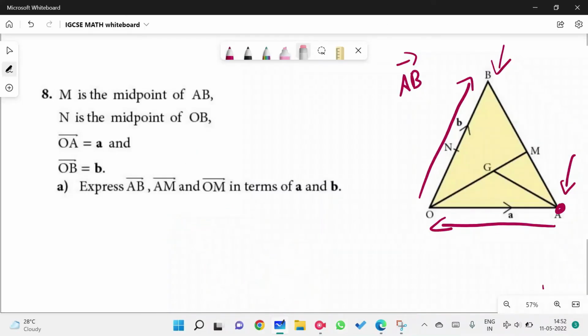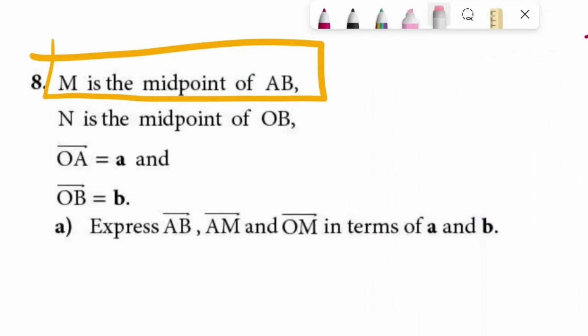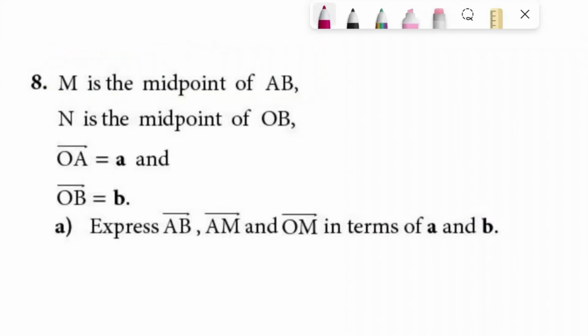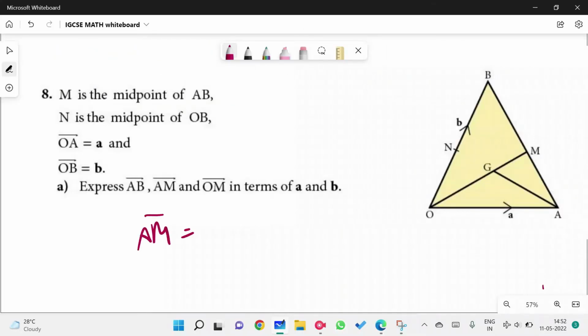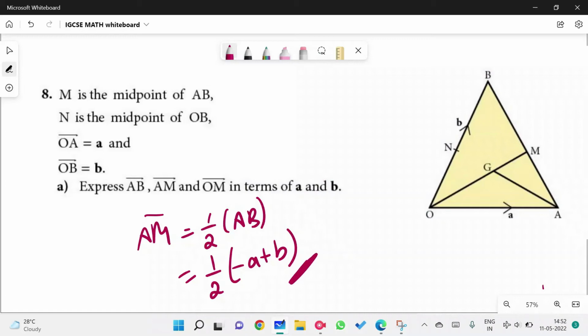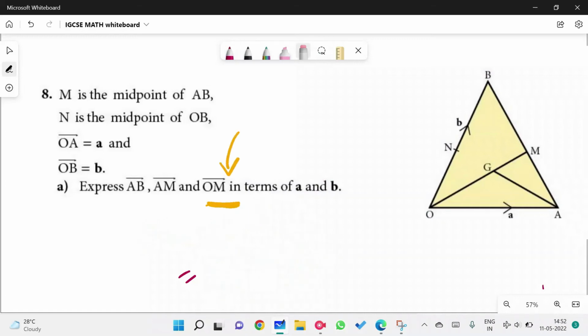Let's talk about AM bar. Now, if you look at the question, M is said to be the midpoint of AB. That means AM is just going to be half of AB, which is half of minus A plus B. So AM bar is equals to half of minus A plus B. Next we have OM bar.